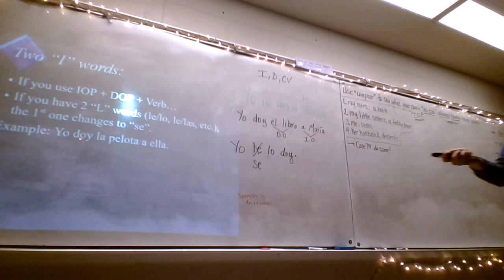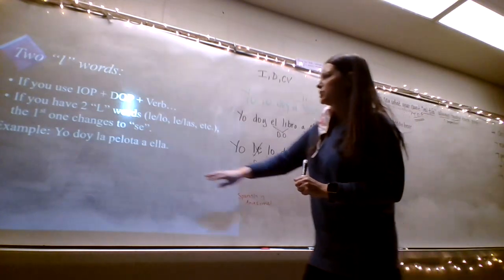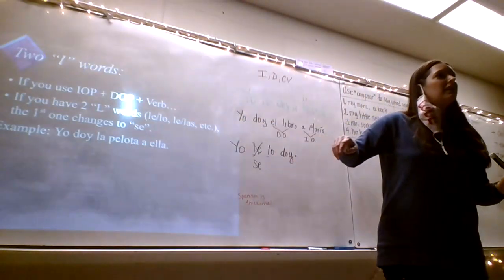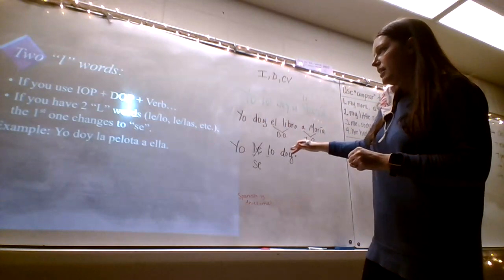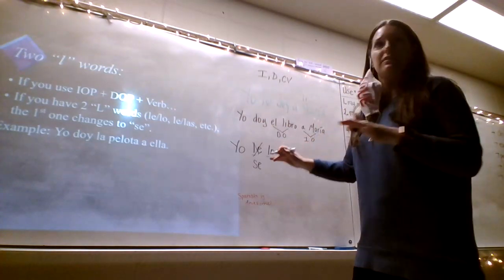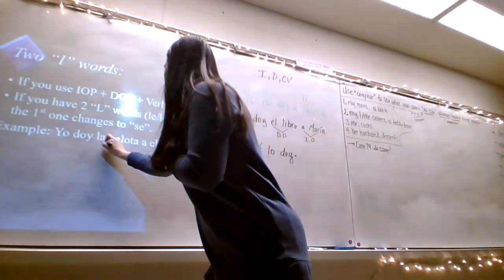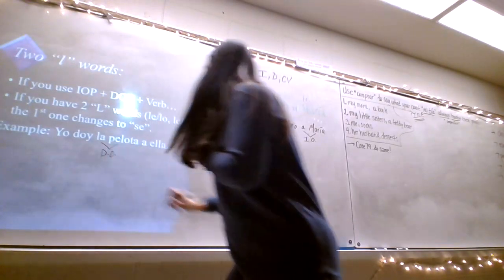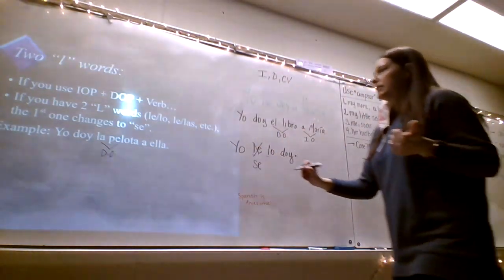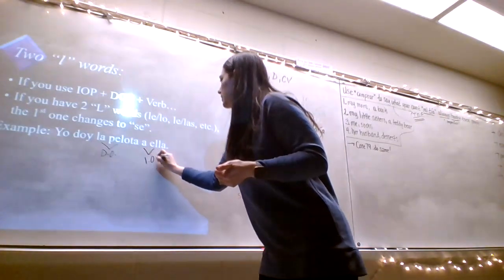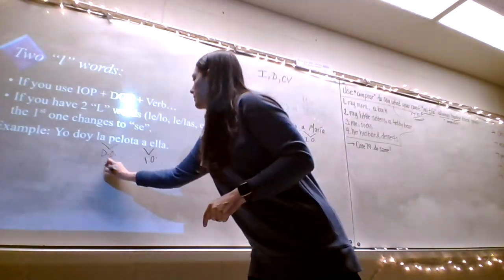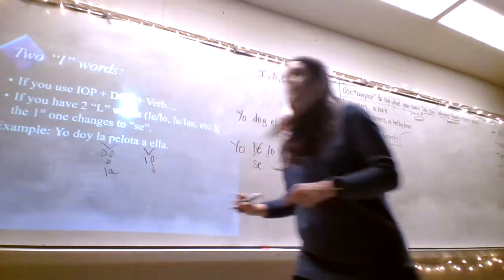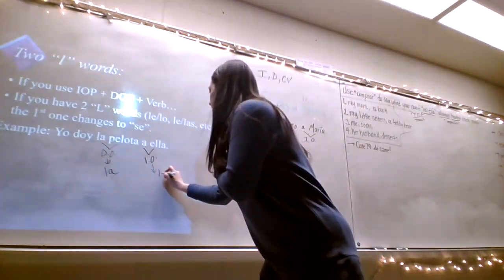Okay, so if I have yo doy la pelota a ella, let's work this one out. All right, well, do you know what a pelota is? You remember? A ball, like a baseball? So I give the baseball to her. All right, what's my direct object pronoun? The baseball. Okay, what's my indirect object pronoun? Her. Okay, what does pelota turn into? La. What's her turn into? Le. Good. Now we just gotta put it in order.